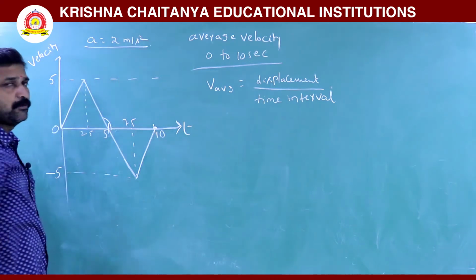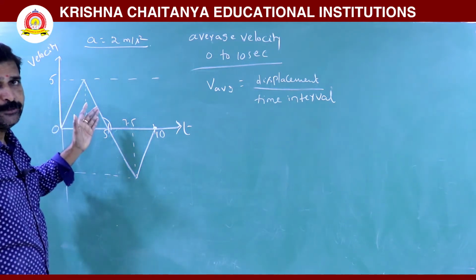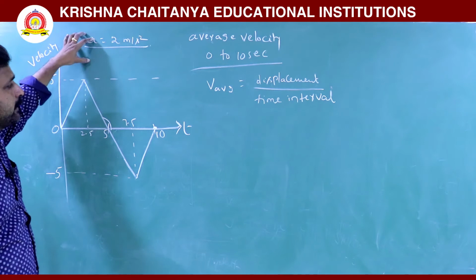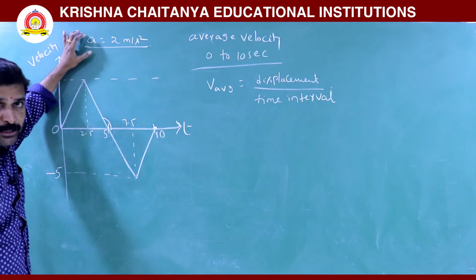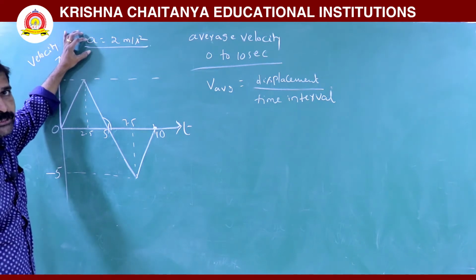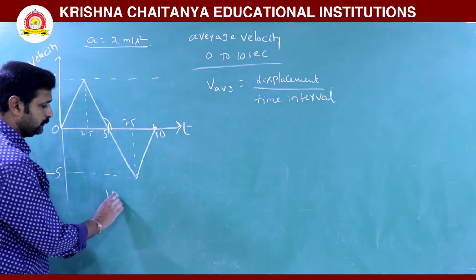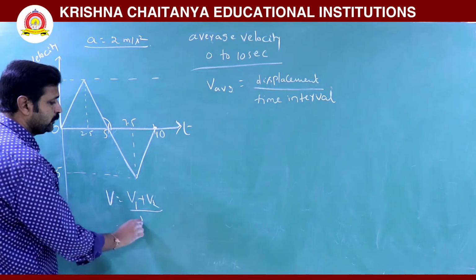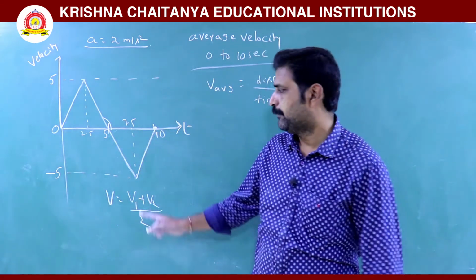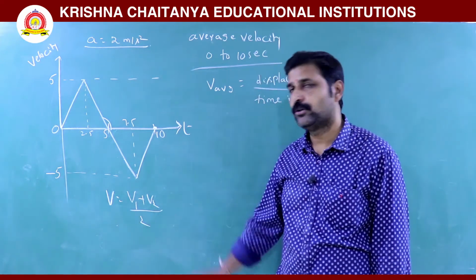How do you find the acceleration? By measuring the slope for each straight line. For every straight line, it comes as 2 meter per second square. Now this is a constant accelerated motion. For constant accelerated motion, what is average velocity? We already have the average velocity formula for only constant accelerated motions: v1 plus v2 by 2, simple. It is applicable when acceleration is constant only.